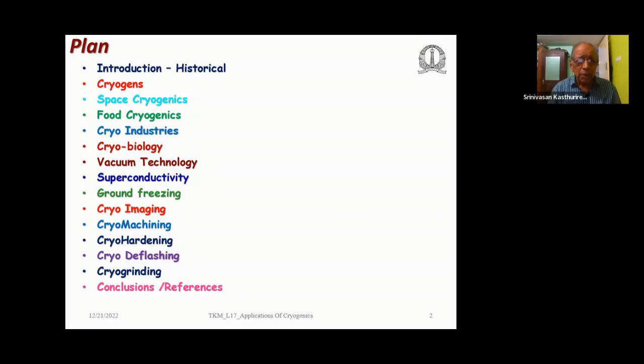There are other fluids like, let's say, argon or neon, but they are not used in large quantity. They are used very little. So we will mostly talk about these four cryogenic fluids only. Then there are a number of applications in the area of space cryogenics. So you have applications of cryogenics in space.